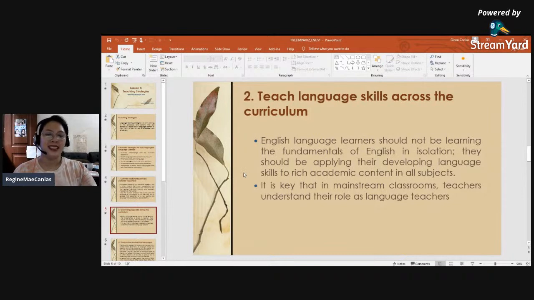Number two, teach language skills across the curriculum. English language learners should not be learning the fundamentals of English in isolation. They should be applying their developing language skills to rich academic content in all subjects. It is key that in the mainstream classrooms, teachers understand their role as language teachers.